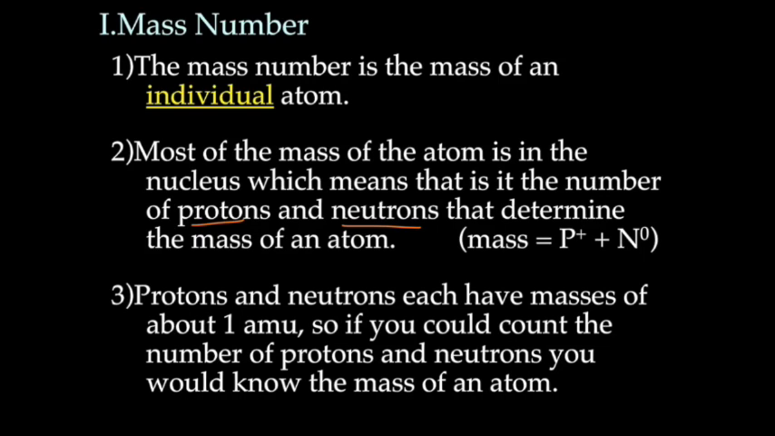Remember, the mass of both a proton and a neutron is 1 AMU, so you can almost count to figure out the mass. And the equation we discussed was mass equals number of protons plus number of neutrons. So neutrons and protons each have masses of about 1 AMU. So if you could count the number of protons and neutrons, you would know the mass of an atom.